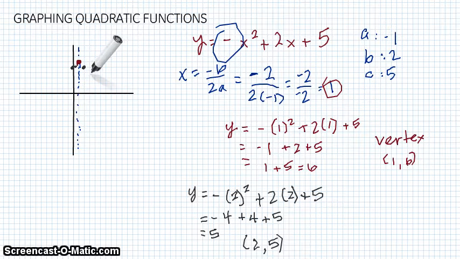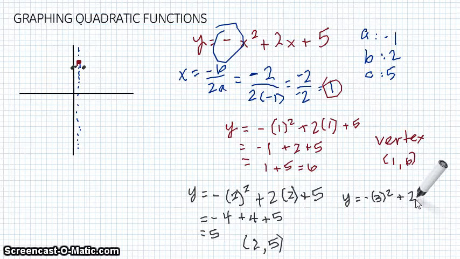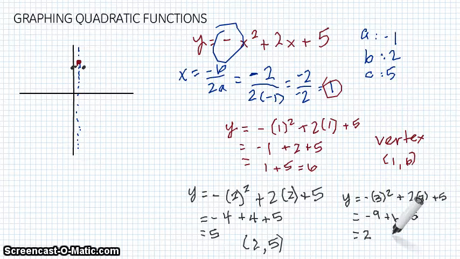Let's pick our next x over, which would be x equals 3, and plug that in. Y equals negative 3 squared plus 2 times 3 plus 5. 3 squared is 9, keep your negative, plus 6 plus 5. That comes out to y equals 2. Next point on our quadratic function here then is 3 that we plugged in and 2 that we just evaluated.